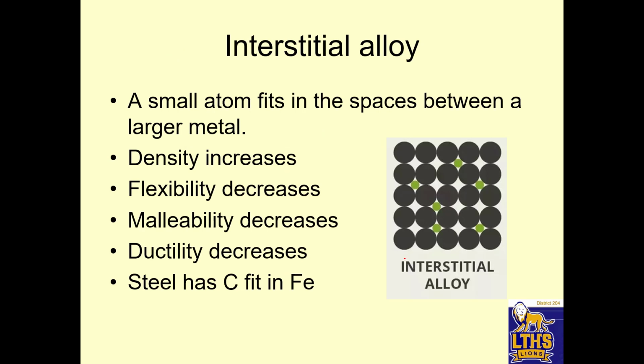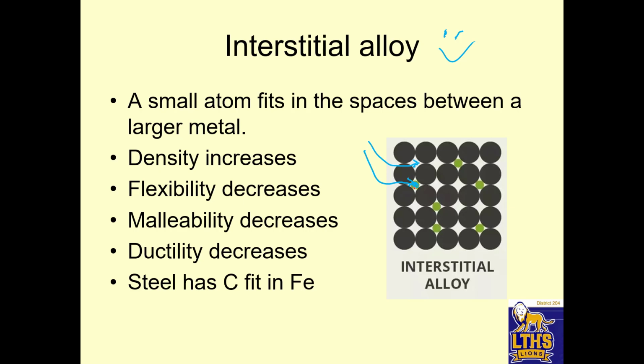So there are a couple of different types of alloys besides surface alloys. These are the ones that are most important: interstitial and substitutional. In an interstitial alloy, a small atom fits in the spaces between a larger metal. Hey, look at that, I'm a little guy, right? This would increase the density. I weigh something, right?